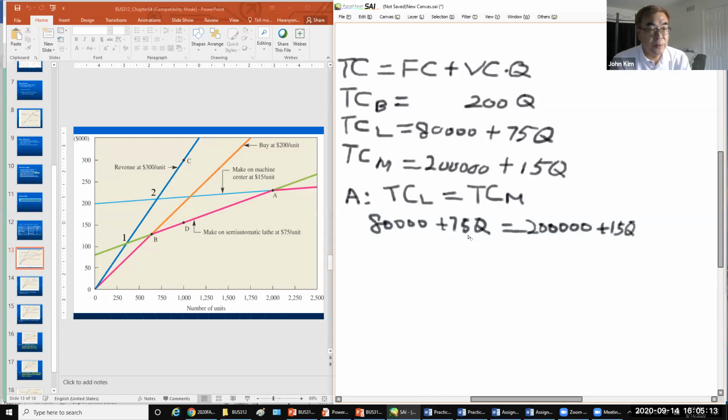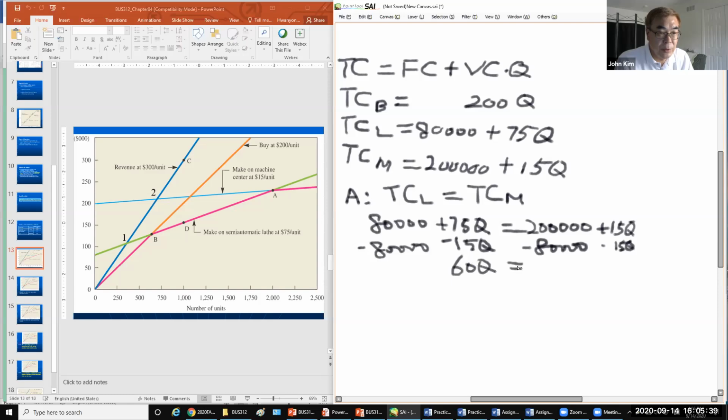So simplify about Q. This one is like 15Q minus here, minus 15Q here, then 80,000 here, minus 80,000 here. So 60Q equals 120,000, divided by 60 each side. Then Q equals 2,000.